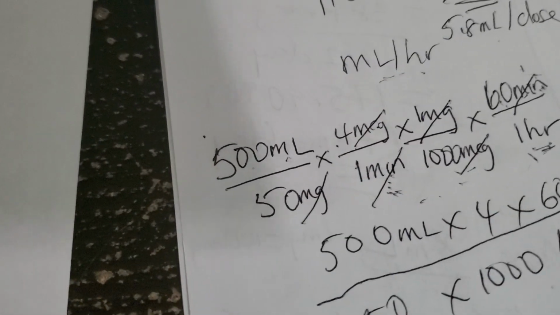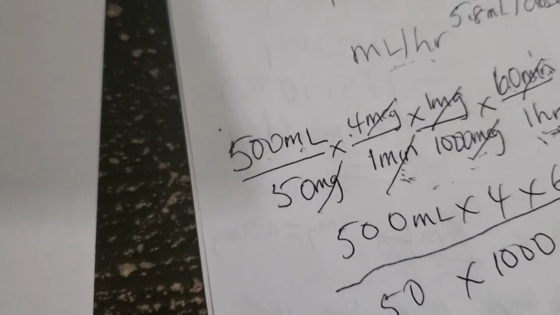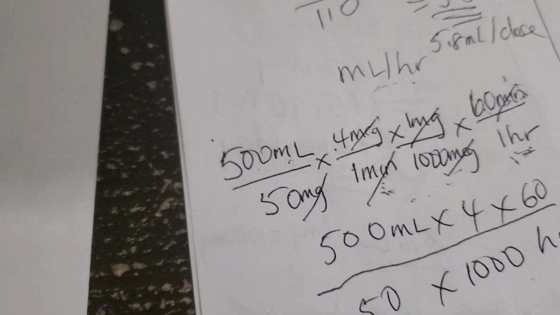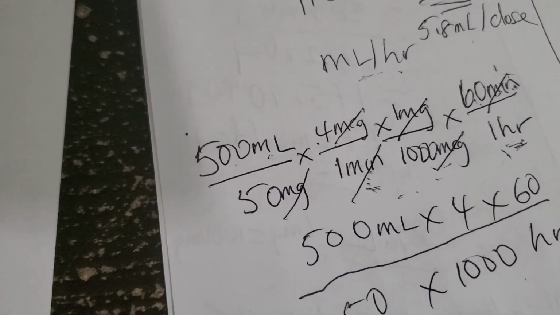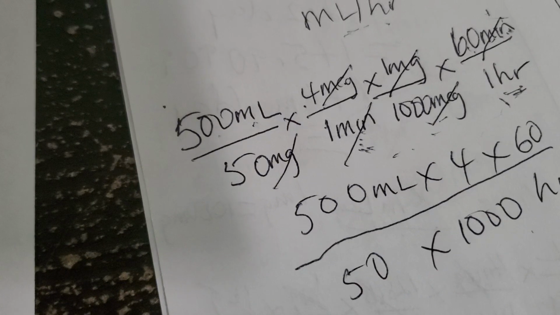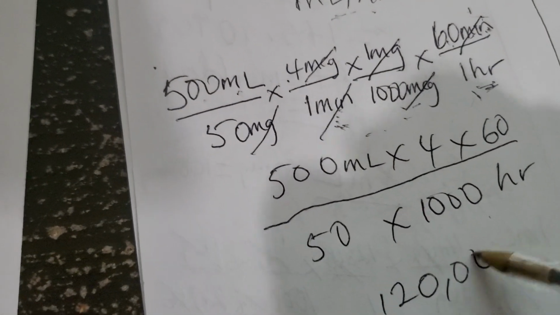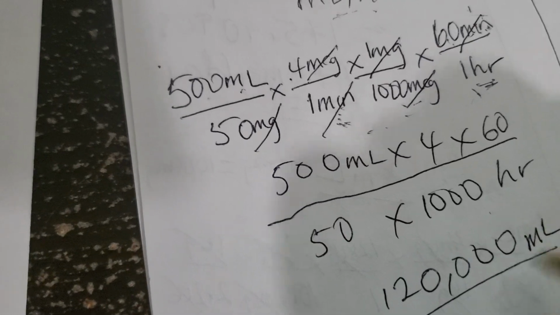And then the hour will come. Okay. Now let's solve it. So 500 times 4 times 60. That should give us 120,000. 120,000 ml.